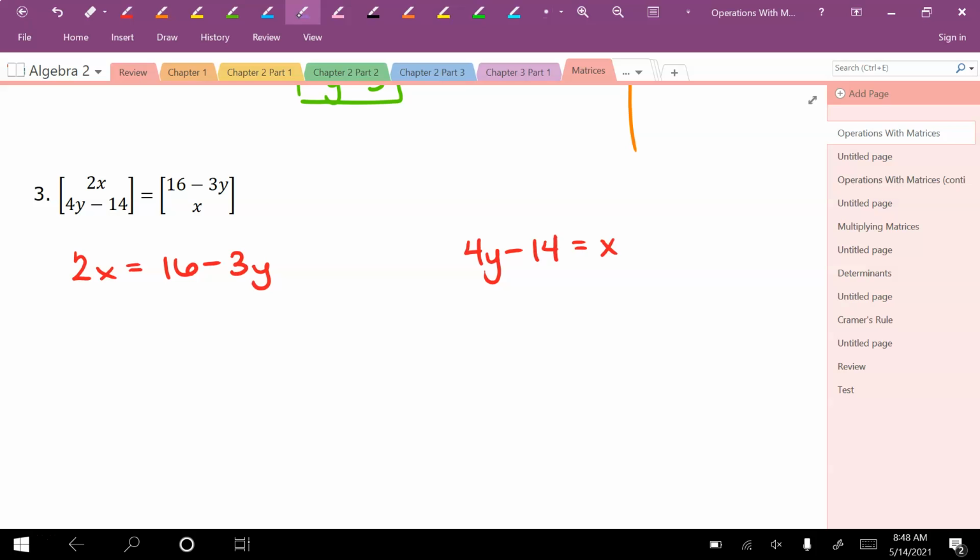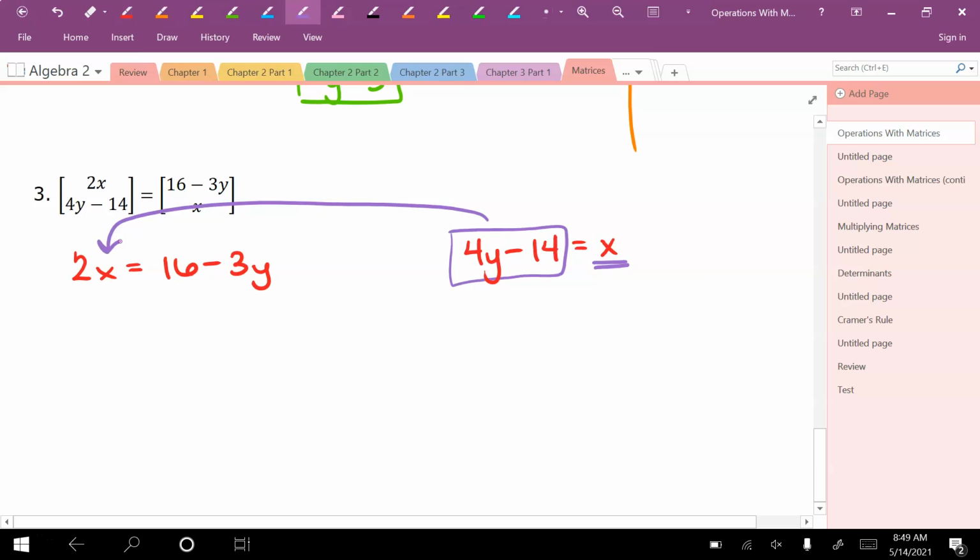Now this one already has that done for me. On the left-hand side, x right here is all by itself. It just says x. X is equal to that same quantity, 4y minus 14. So what I'm going to do is take this piece, 4y minus 14, and in this equation over here, I'm going to put that in for the x. So this is that substitution method. We talked about this a couple chapters ago. So I'm going to put in that 4y minus 14 in for the x.